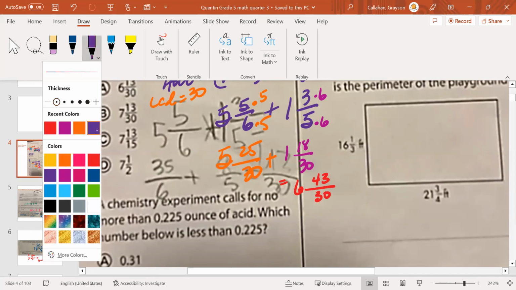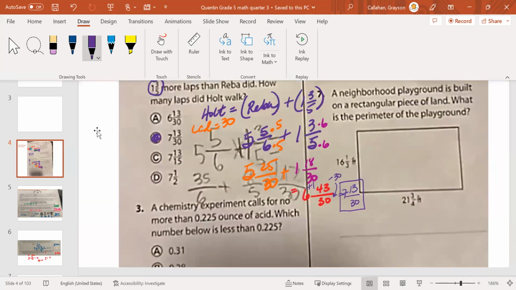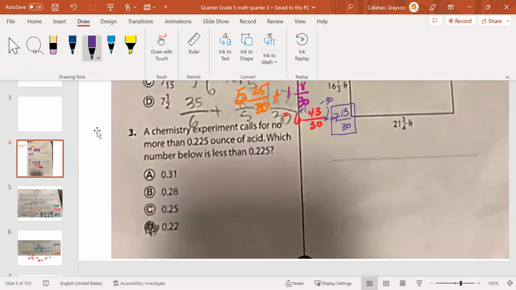So what you do is you do 43 minus 30 is going to give me a 13, right? Out of 30, 6 plus the 1 is 7. So my answer is 7 and 13/30. So it's B. Do you see that though? And the reason why you subtract 30 is because the 30 is the denominator. Okay? Okay. So that is your answer. So number 3, go ahead.